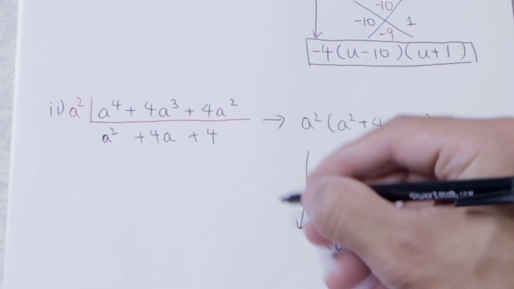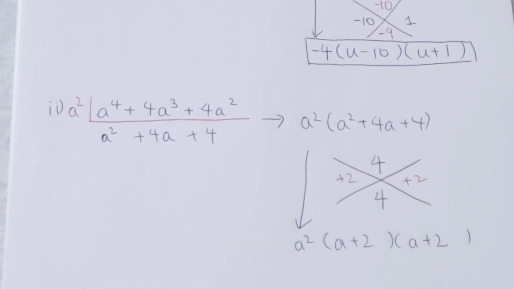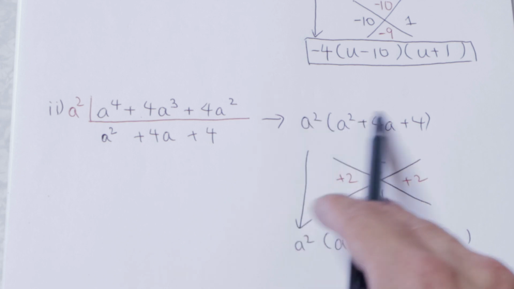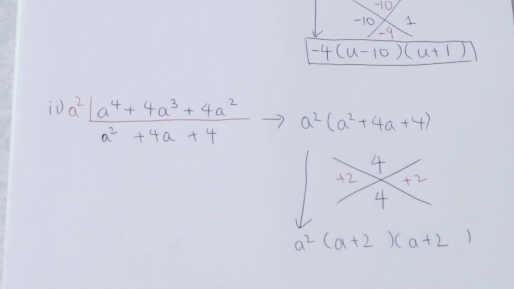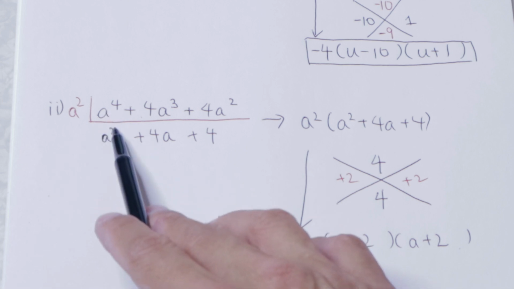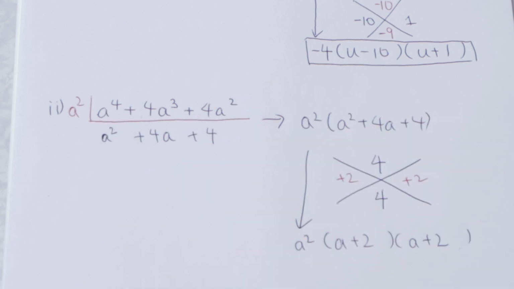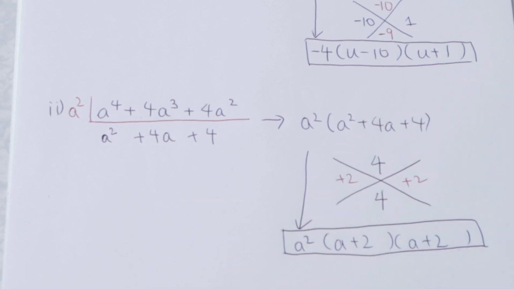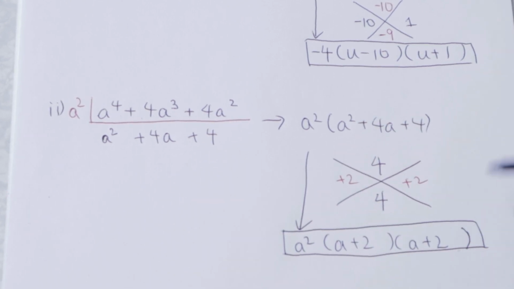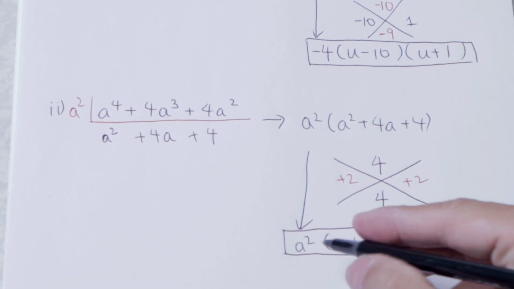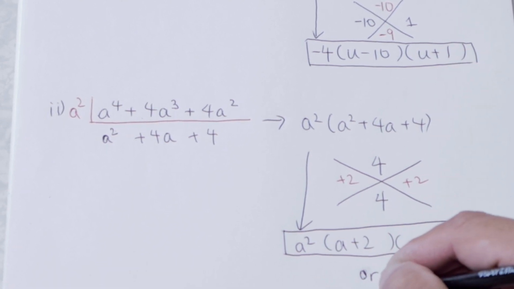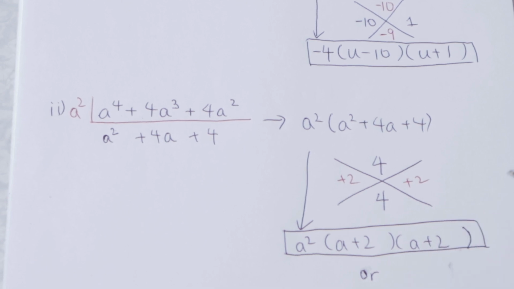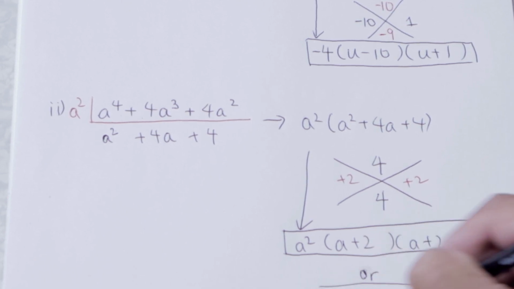Again, do not forget about the GCF, which is a squared. If you were to do the box method for a plus 2 and a plus 2, and then distribute with a squared, you get back the original problem. So the factored form of a to the 4th plus 4a cubed plus 4a squared is the product of a squared multiplied by a plus 2 and multiplied by a plus 2 again. Or, since the two parentheses are exactly the same, you can just write a squared multiplied by a plus 2 squared. You can write it like this on Delta Math as well.